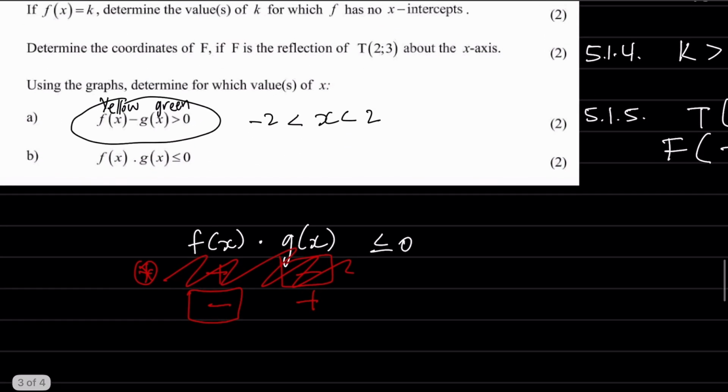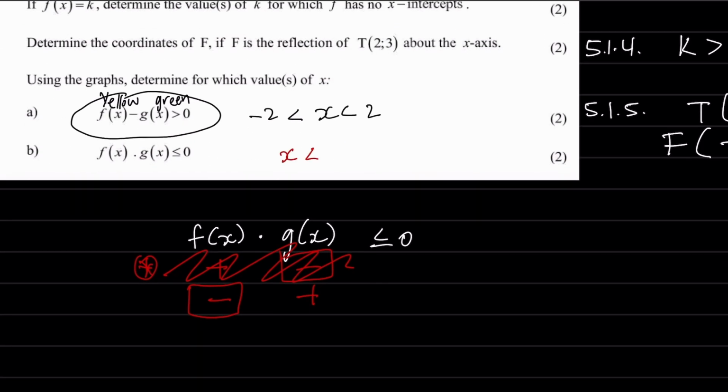All right? So let's write it out. So when x is less than negative 4, well, in this case, it will be equal to, because there's an equal to sign there. So less than or equal to, or x is greater than or equal to 4.